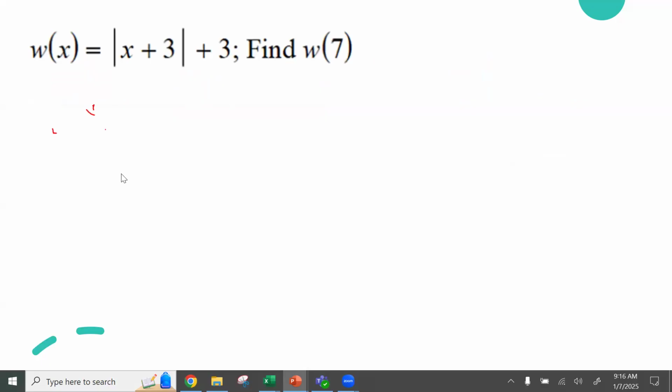Absolute value. So this is the other way you can show it. Again, this is the other way. If it doesn't work for you, you can always resort back to the graphing calculator, plugging it in and actually doing the math. So w of 7 means my x value is 7.